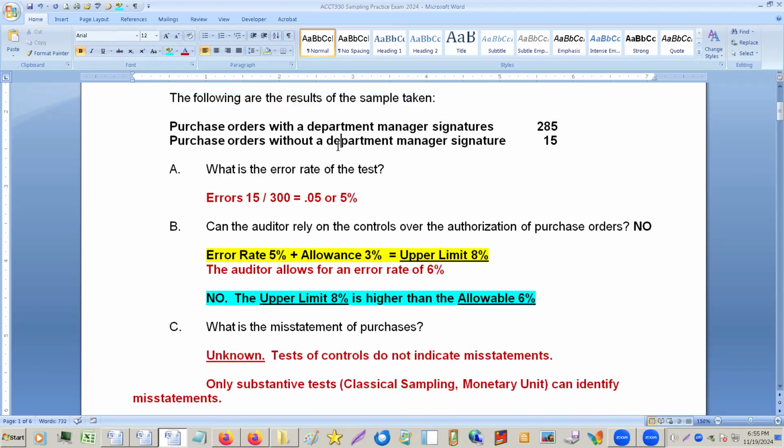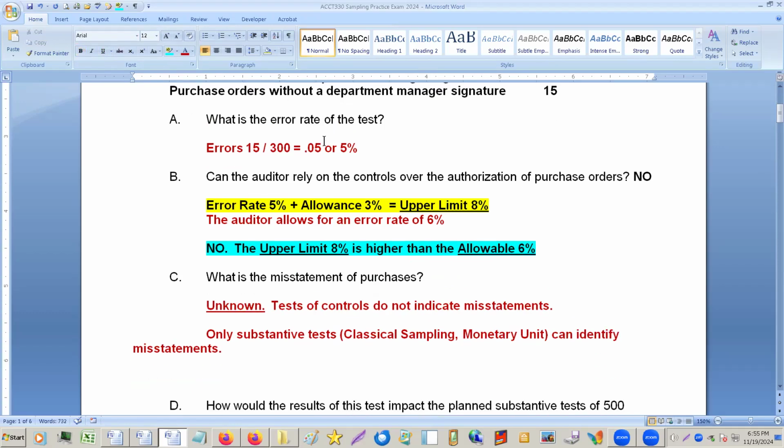Just because a purchase order isn't signed by the department manager doesn't necessarily mean that there's anything wrong. It is a control that they'd like to have, but it's possible that nothing is wrong, even though the control is not working. So only substantive tests: classical sampling, monetary unit, can identify misstatements, dollar amounts.